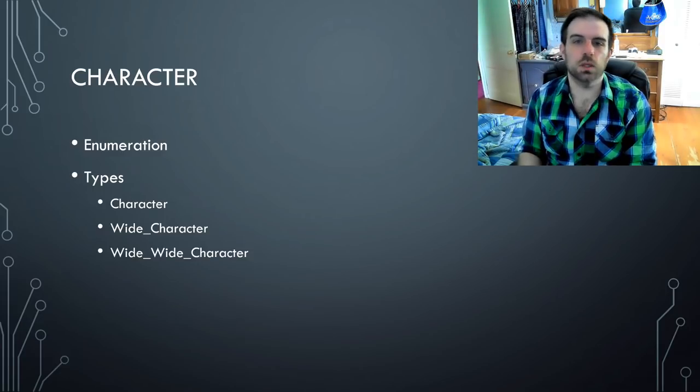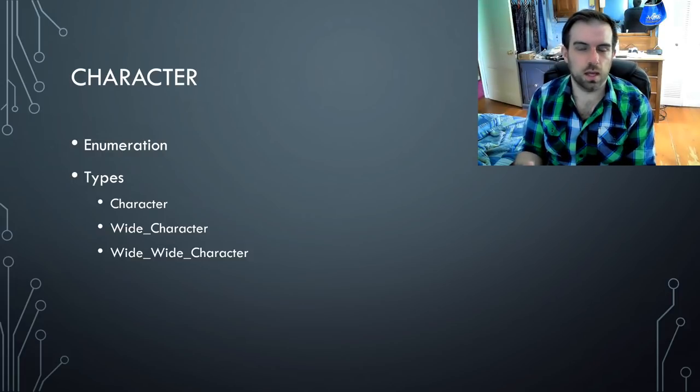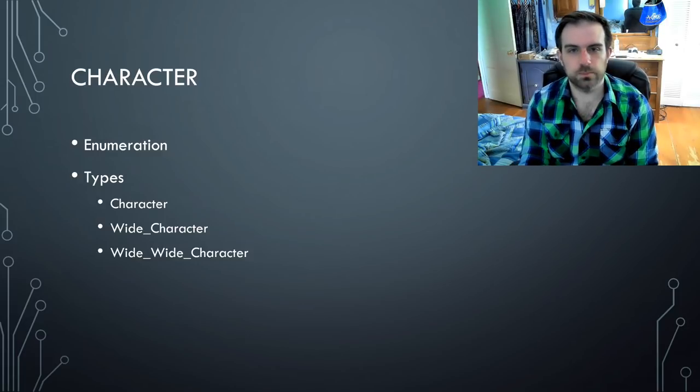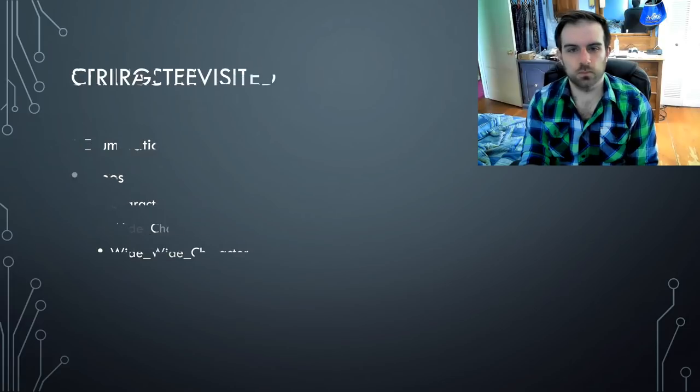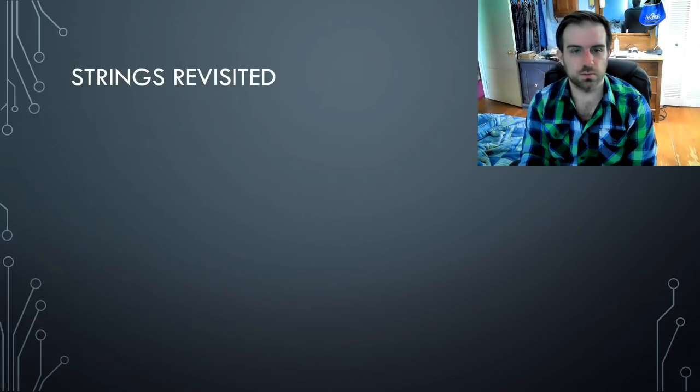All of the Unicode code points are supported if you use wide wide character. The only times you want to use the smaller ones, like character or wide character, is, like I had said, with embedded systems where reducing the amount of code points you can actually represent saves space. Otherwise, just stick with wide wide. So then, with that covered, let's get back into strings and actually explain all this.